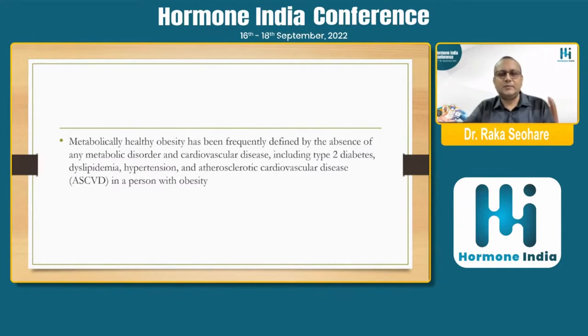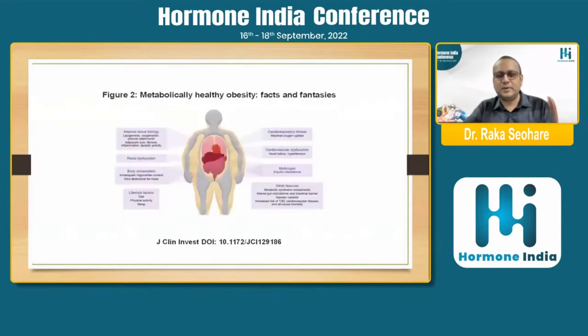Metabolically healthy obesity has frequently been defined by the absence of any metabolic disorder or CV disease, including type 2 diabetes, dyslipidemia, hypertension, and atherosclerotic cardiovascular disease in a person with obesity defined by BMI. And there are different orchestras going on inside the body in cardiorespiratory fitness, cardiovascular function, multi-organ insulin resistance, and other features like metabolic syndrome components. These decide whether a patient will remain MHO or MU. MU is metabolically unhealthy obesity, and MHO is metabolically healthy obesity.